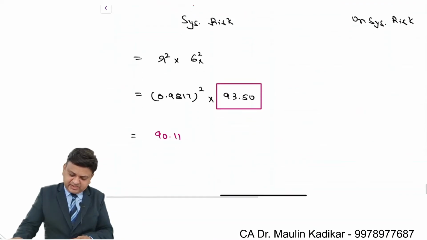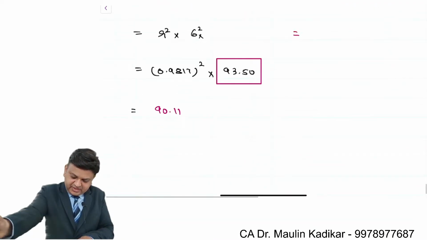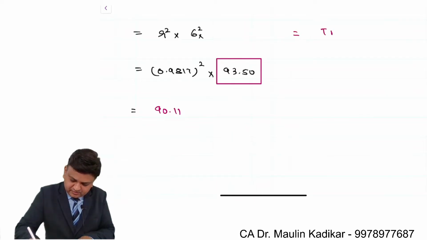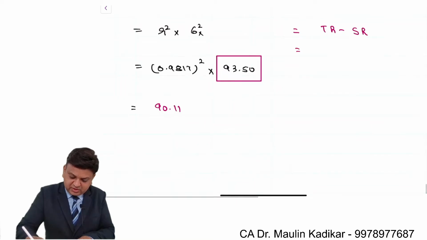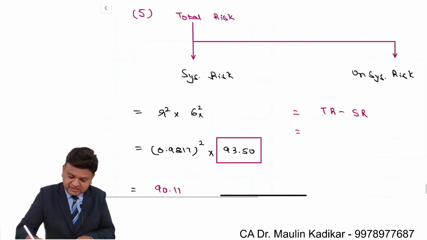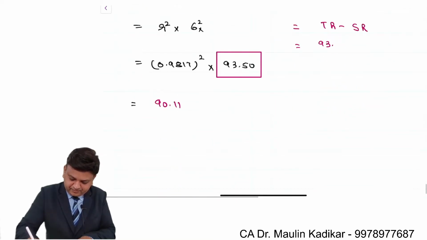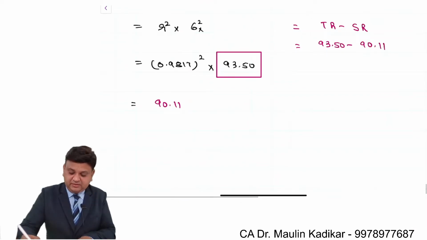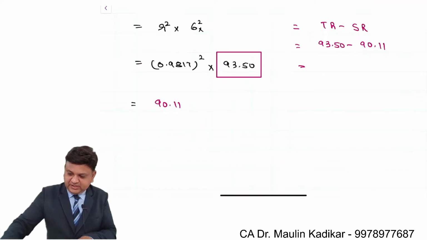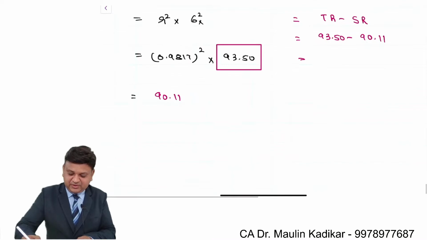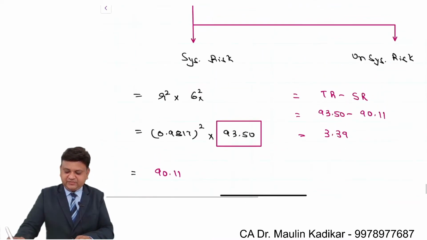What is unsystematic risk? Very simple. It is the total risk minus systematic risk. What is total risk? Total risk is 93.5. Systematic risk is 90.11. So 93.5 minus 90.11 comes to 3.39. This is the way unsystematic risk can be calculated.